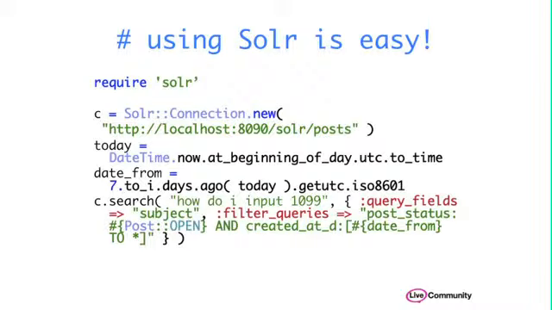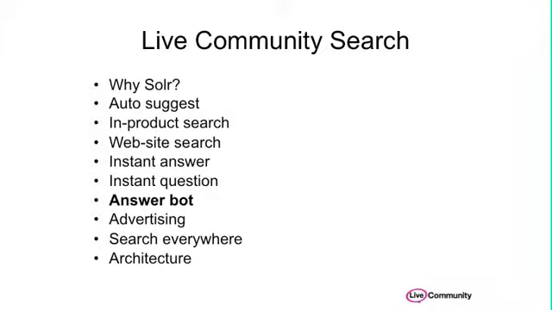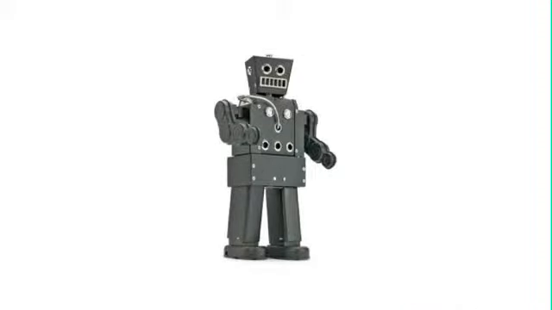Okay, so the query's changed a little bit here. We changed the filter query back to unanswered questions, and we added a Boolean operator, and we also changed the filter query to filter by date. That's the created at date there. Okay, Answer Bot. Now it's not a robot. If you ask a question in Live Community and it's unanswered, we'll continue to search for you the day after you ask. We send you an email of similar answered questions.